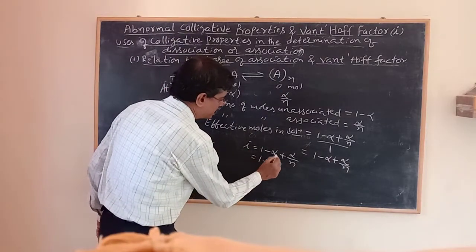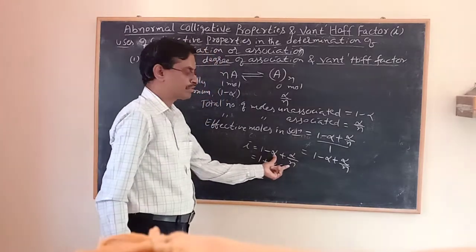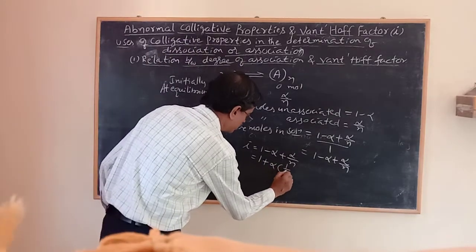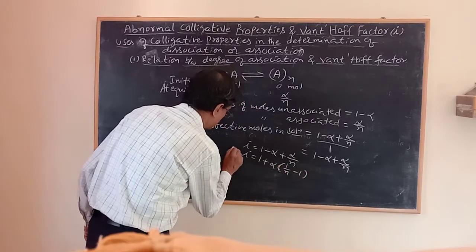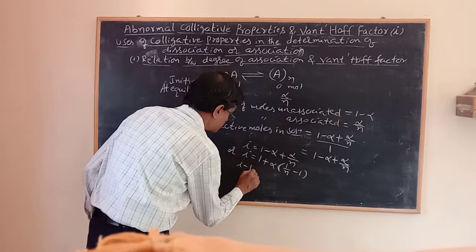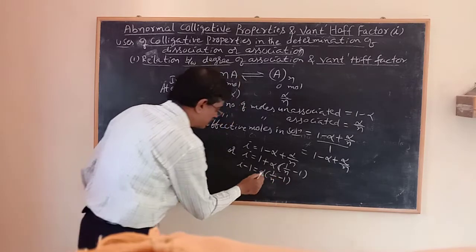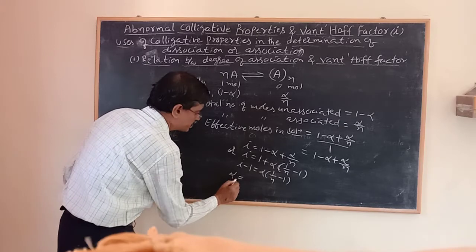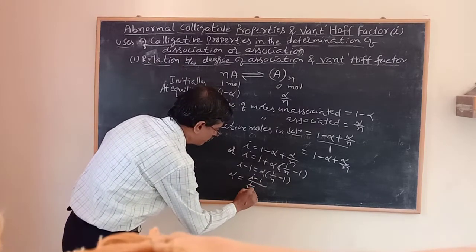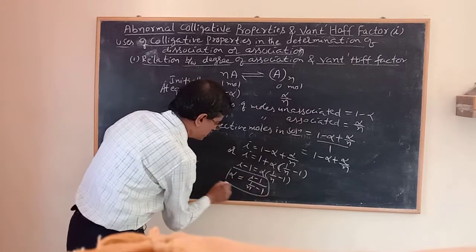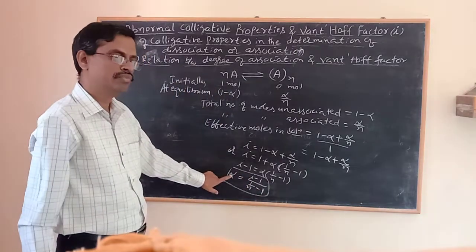Alpha is a common factor in both terms, so alpha is taken outside, giving 1 by n minus 1. So I minus 1 is equal to alpha into 1 by n minus 1, or you can calculate alpha as I minus 1 divided by 1 by n minus 1. This is the important factor called degree of association.